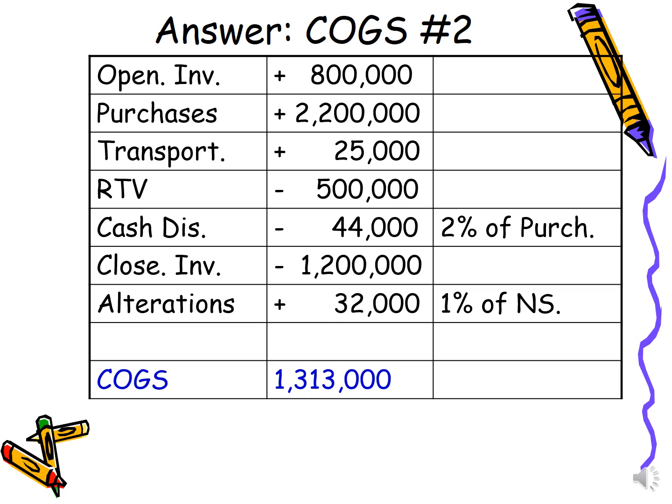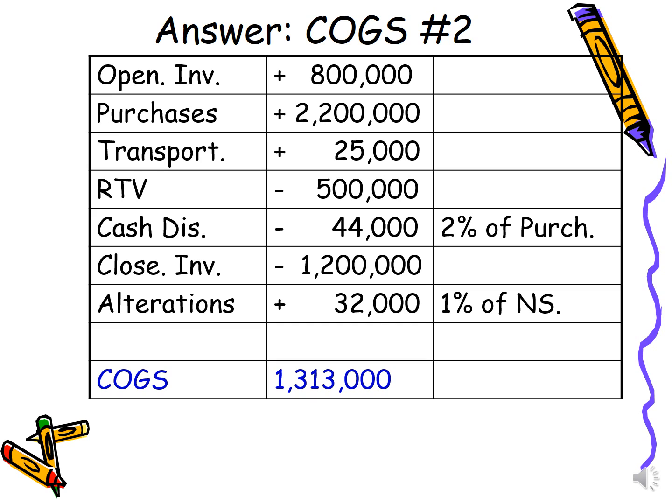Okay, now let's take a look at the answer. First let's see the percentage numbers. Cash discount and alterations were given in percent. So cash discount is 2% of purchases. So 2% times purchases, $2,200,000, comes up to $44,000. Alteration was 1% of net sales. Net sales were given in the problem as $3,200,000. You multiply that by 1%, that is $32,000.